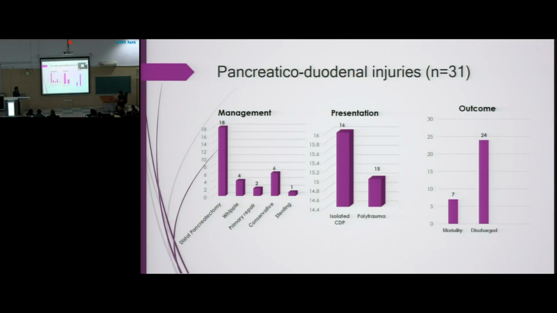As for the outcome, we had around 22% mortality, and most of these cases had the injuries as part of polytrauma. The mortality as per the literature review is around 15 to 25% in pancreatico-duodenal injuries. So ours comes to around 22.5% mortality. Thank you.